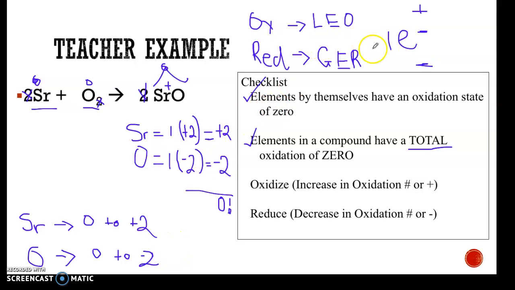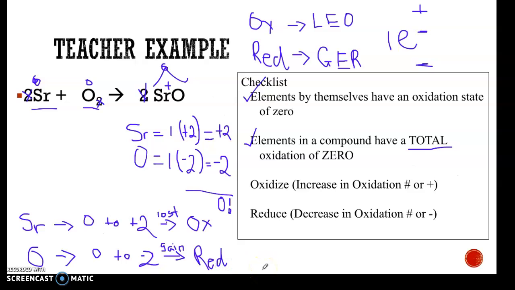So, remember, when I lose electrons, I become positive. When I gain electrons, I become more negative. So, from 0 to plus 2, I'm becoming more positive. So that means I lost electrons. Meaning, if I lost electrons, I am oxidizing. And then from 0 to negative 2, if I'm becoming more negative, that means I gained more negative particles. So I gain over here, and we are reducing. And that's it.